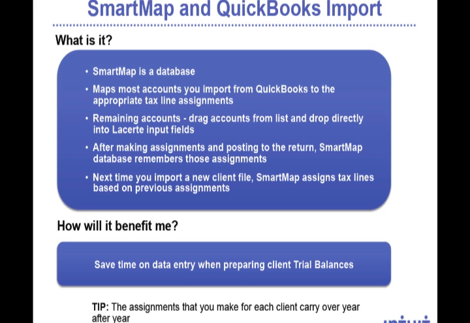So for the trial balance utility, this type of information, particularly if you're doing business returns, can save you an awful lot of time because you can bridge in almost everything into the program and then just go through and review the return and then process that return. It can save you a huge amount of time, and that's the trial balance utility and specifically the SmartMap.